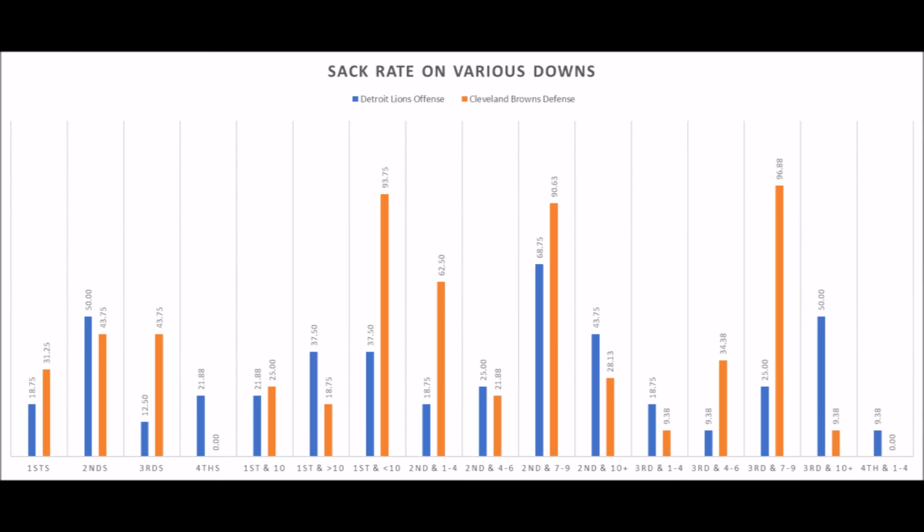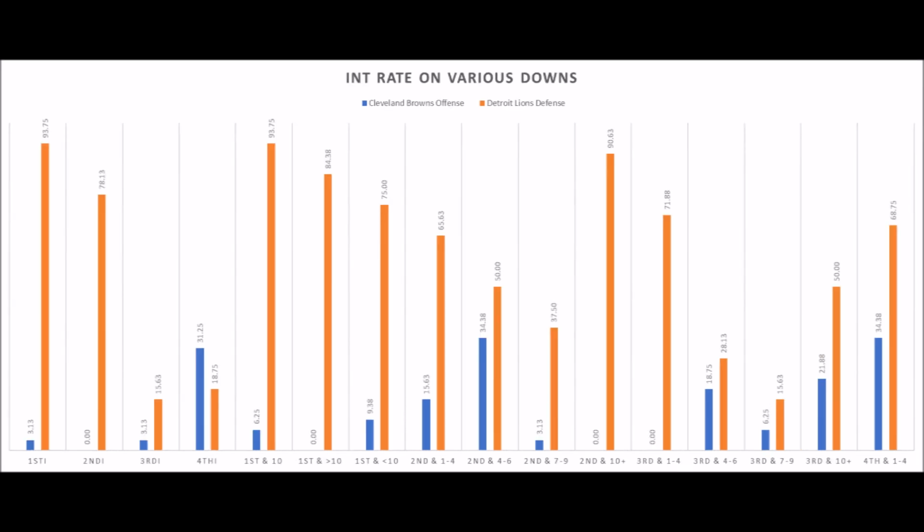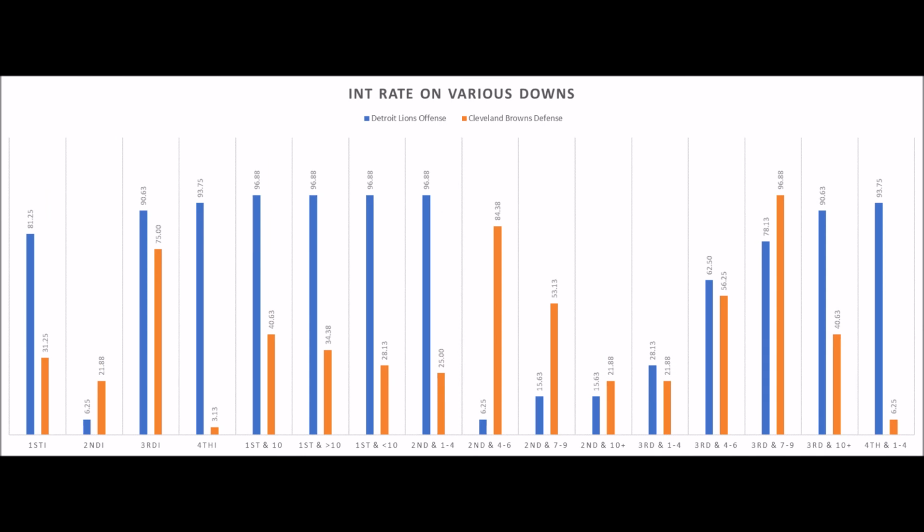Then, of course, you get to interception ratio. Browns offense versus Lions defense, and the Lions are favored here on first and second down. And then lastly, you get to the Lions offense versus Browns defense. Lions are favored on first and third down, respectively, in this respect.